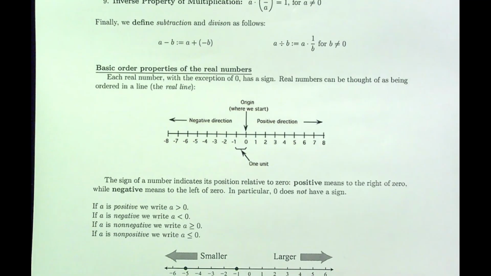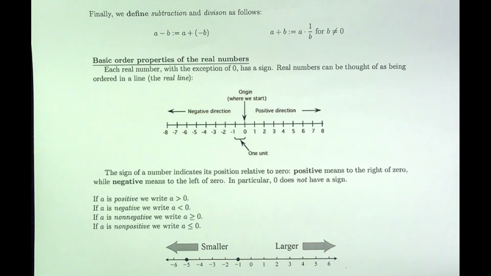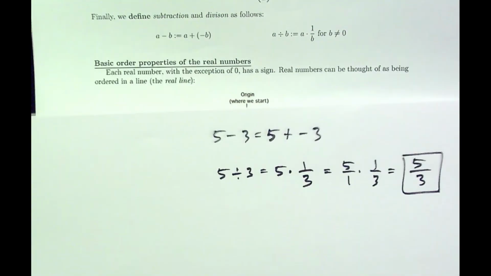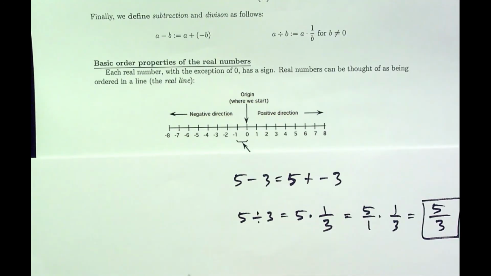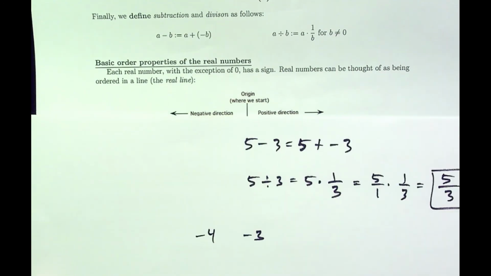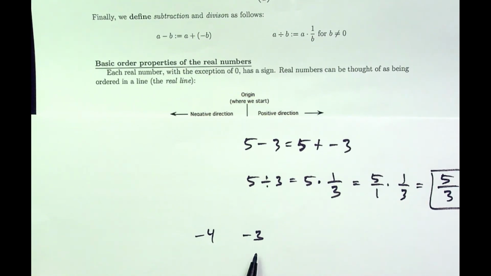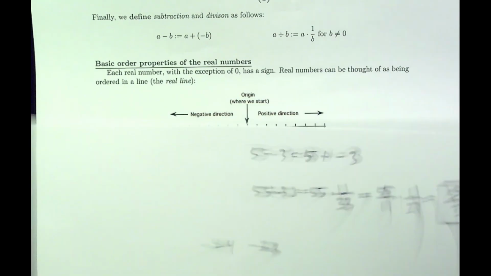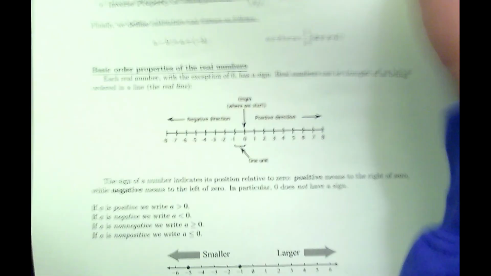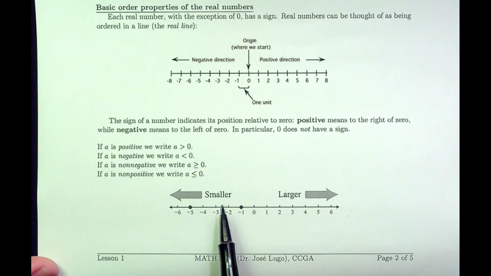As you move to the right, you become bigger. As you move to the left, you become smaller. So if you look at that line, because -4 is to the left of -3, that means that -4 is smaller. If the number is to the left, it is smaller. If the number is to the right, it is bigger. So -3 is bigger than -4, or you can say -4 is smaller than -3. As you move to the right, you become larger. As you move to the left, you always become smaller.